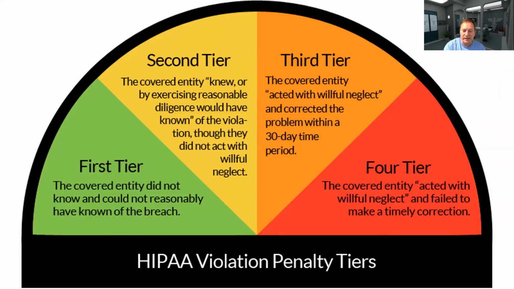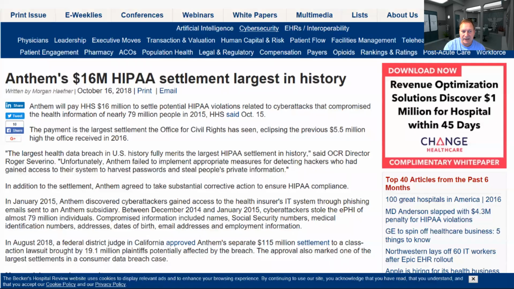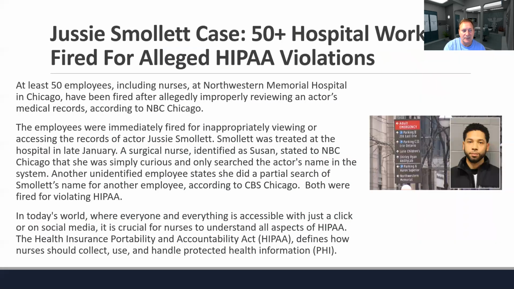And these are the 4 tiers of HIPAA violation policies. And again, just some examples of what companies have settled in terms of HIPAA violations. $16 million settlement. At least 50 employees lost their job in the Jussie Smollett case.